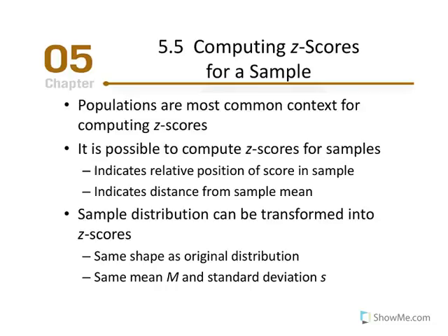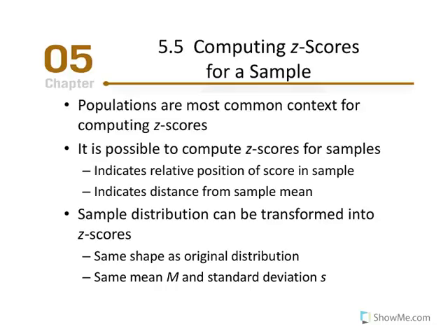Populations are the most common context for computing Z-scores. For example, computing a Z-score of someone's IQ will enable us to express that person's IQ in relation to the mean of all IQ scores. So you may sometime in your life hear someone say that you are 3 standard deviation units away, which implies that you're very different from the norm, from the average of whatever the characteristic is that you're talking about.